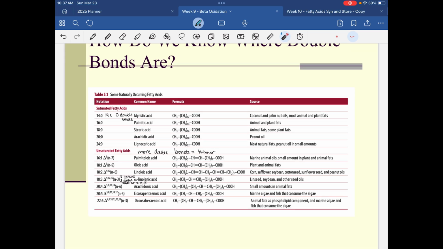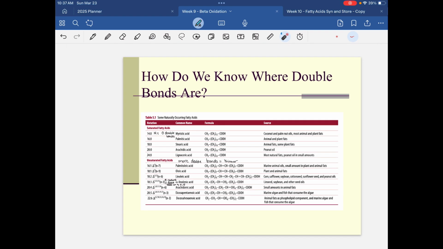I did ask him. He said there is no value in rememorizing all of this. This is just to refamiliarize ourselves with how we can name and talk about fatty acids.